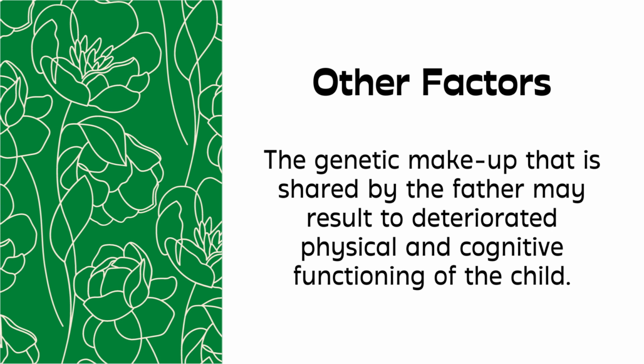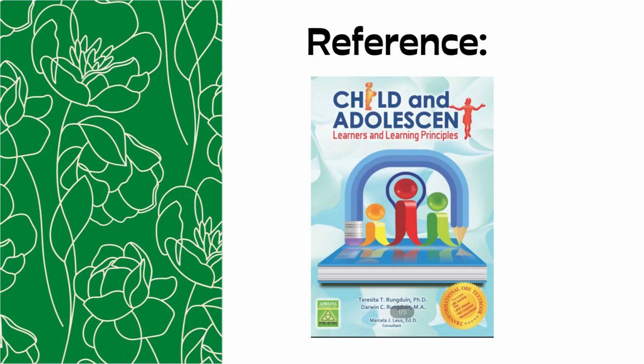So, ibig sabihin yung color blindness, ayan, at saka yung baldness, yan ay naiipasa or naiipamana pala. Ayan. Okay. So, those are the factors affecting pregnancy. And here is our reference, Child and Adolescent Learners and Learning Principles.